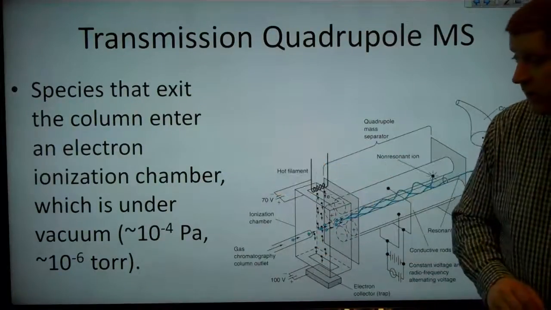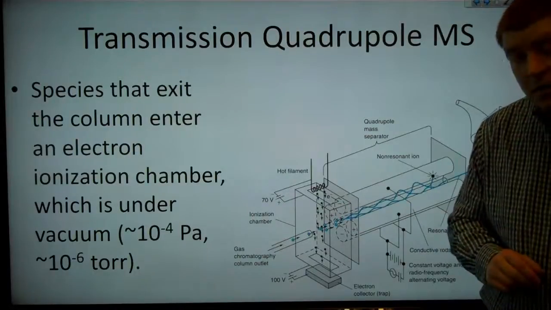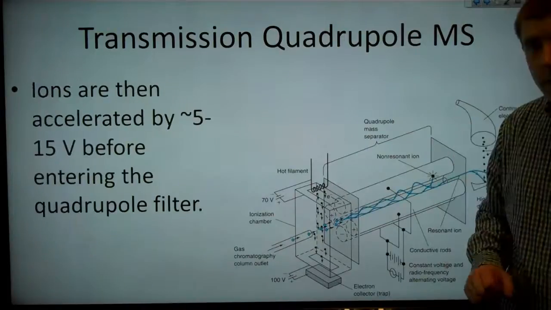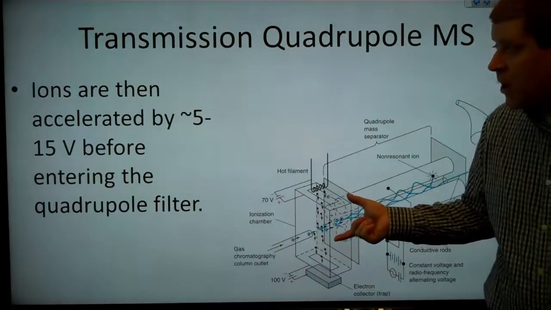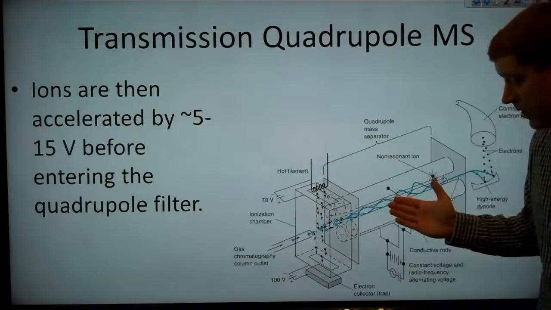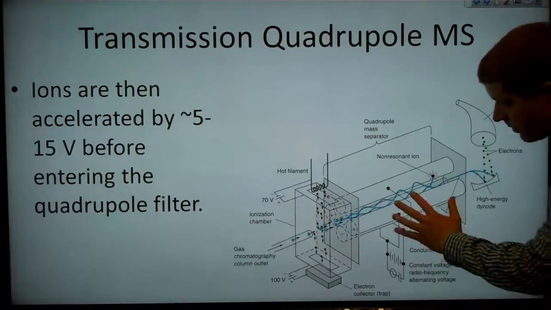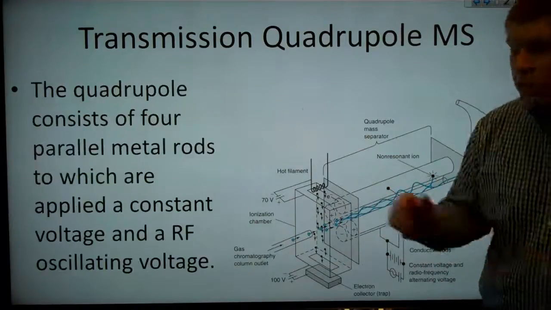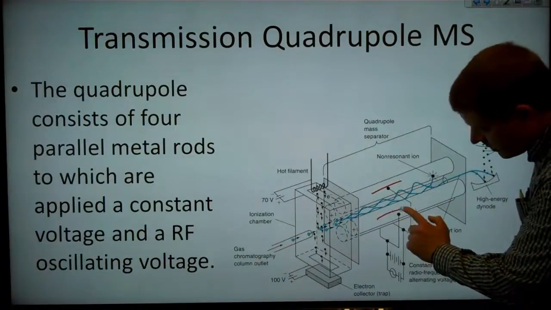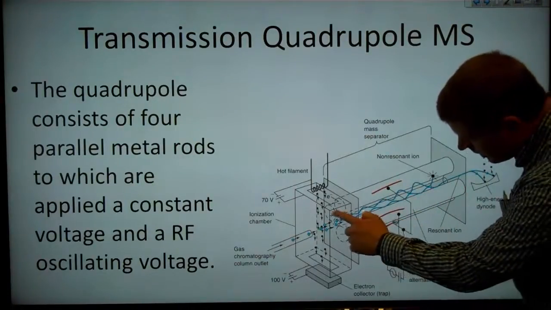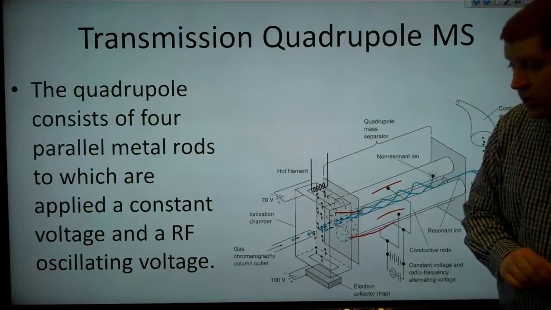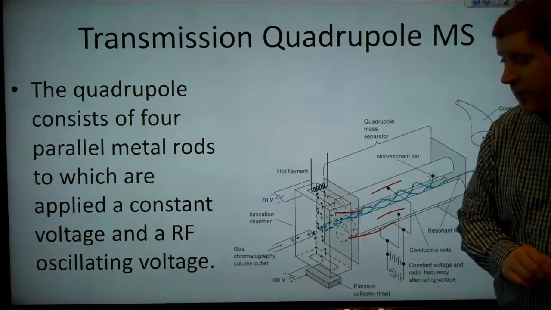And that chamber is under vacuum at around 10 to the minus 4 pascals, which is roughly 10 to the minus 6 torr. So the ions in the ionization chamber here are then accelerated by something like 5 to 15 volts before they're entering the quadrupole filter, and the quadrupole mass separator is in here. So our quadrupole consists of 4 parallel metal rods that you see here, 1, 2, 3, and 4. And onto these metal rods is applied a constant voltage and an RF oscillating voltage.